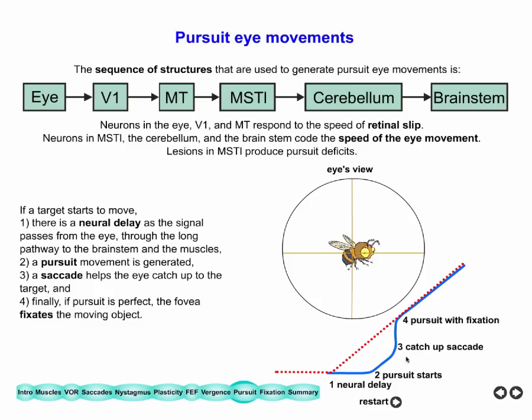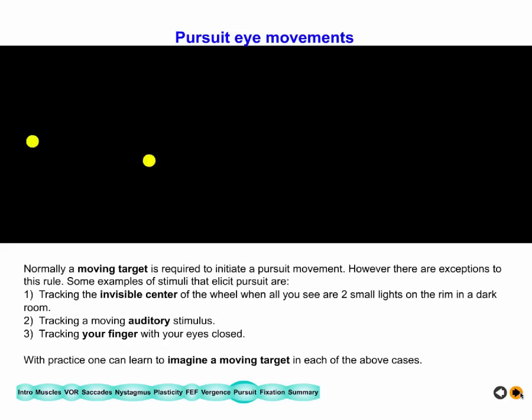And so you generate a saccade to put the bee back to where the fovea is, and then you continue to pursue it while the bee flies.